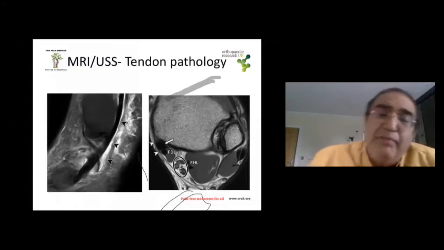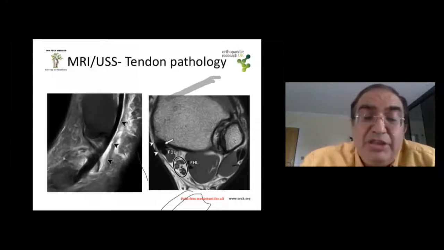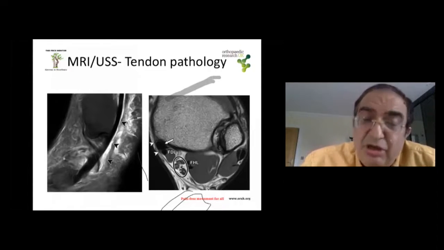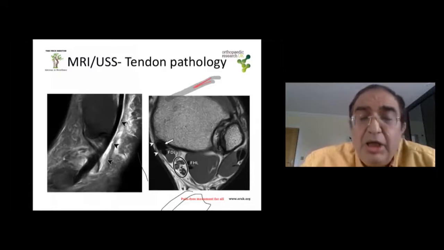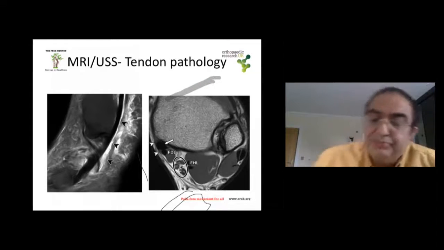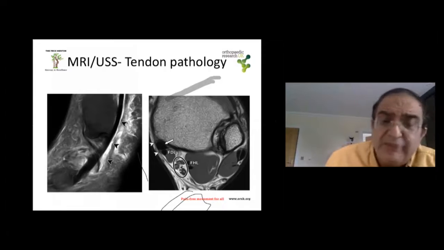And of course, you can do MRI scans where in T2 weighted images, you can see a lot of inflammation or sometimes tib post ruptures, both on T1 and T2 weighted images. You can even do ultrasound scan.